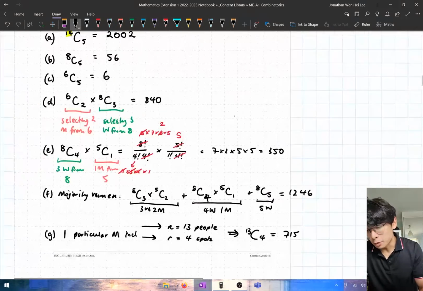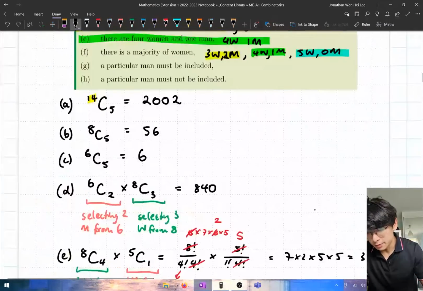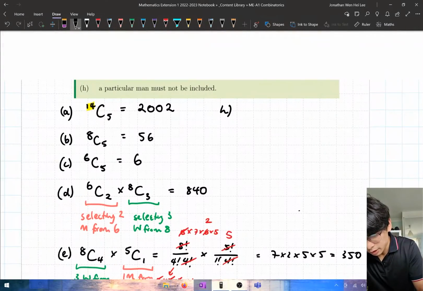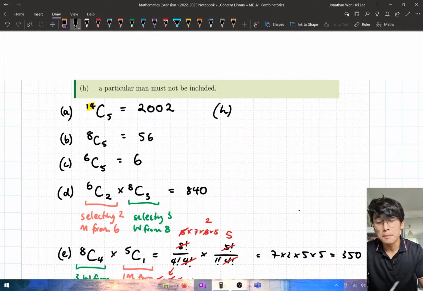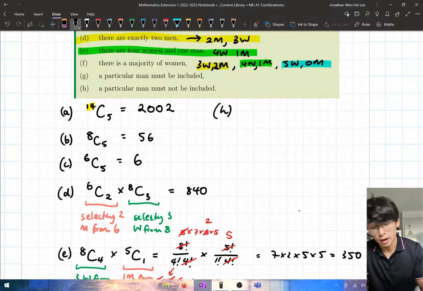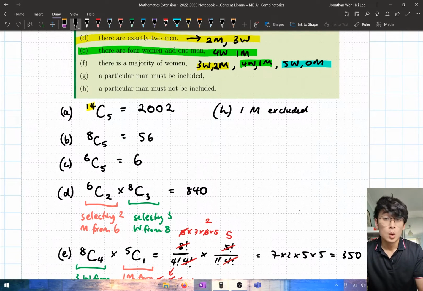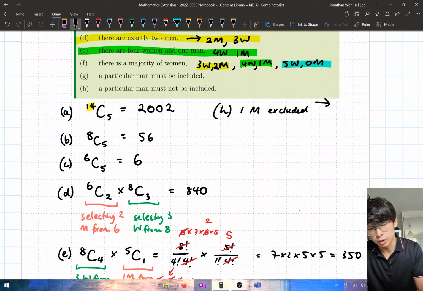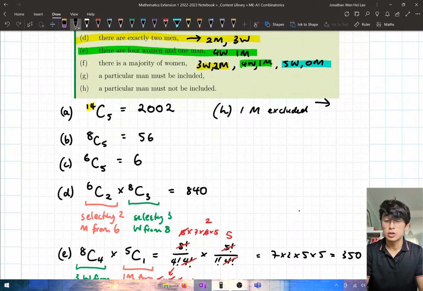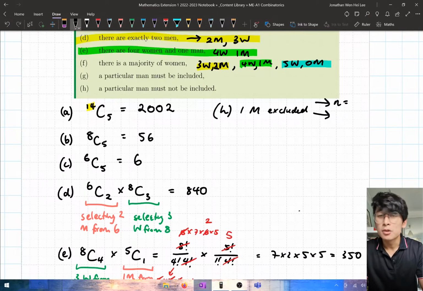There's now one final example, and I've run out of space, so I'm going to do it up the top here. Okay, H. A particular man must not be included. So one man excluded. What does this mean to my pool? Let's use logic and think through what happens to the pool of possible applicants that we're choosing from, and also the number of spots.